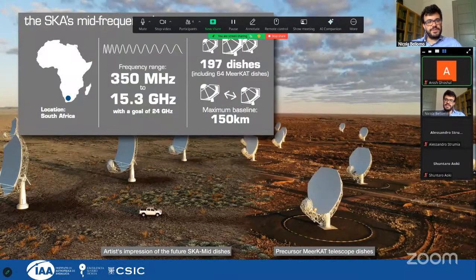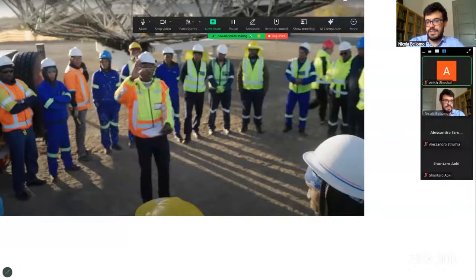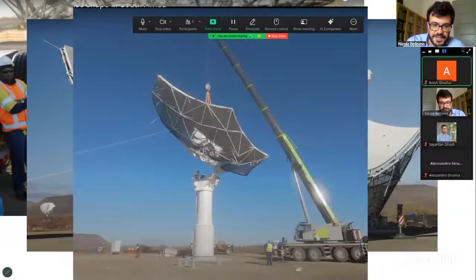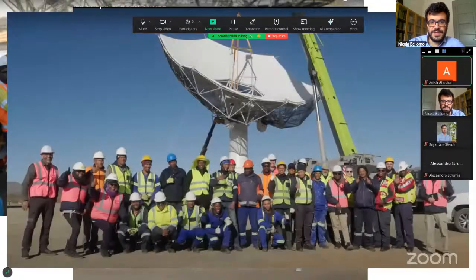The second part of the observatory instead is going to target frequencies between 350 megahertz and 15 gigahertz. It is going to be based in South Africa and is going to be a different kind of instrument. As before, we have started deploying antennas. Here you can see the lift of the dishes and the actual deployment on top of the towers.